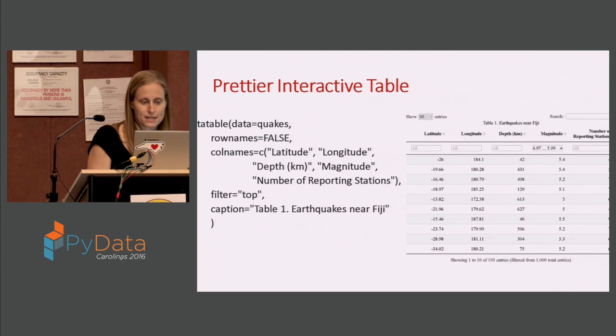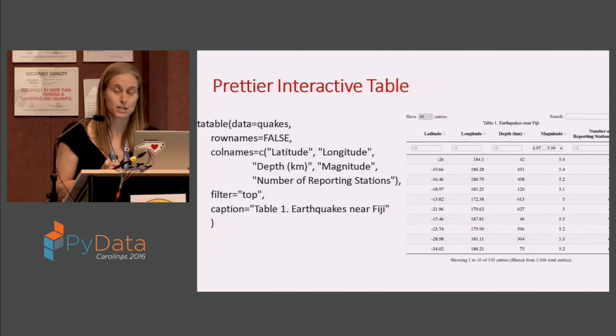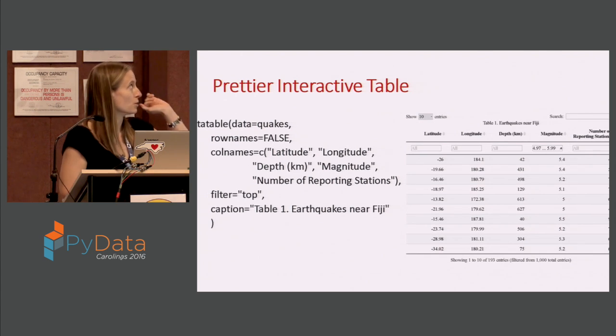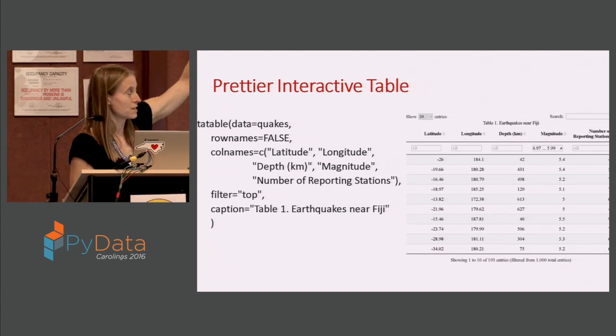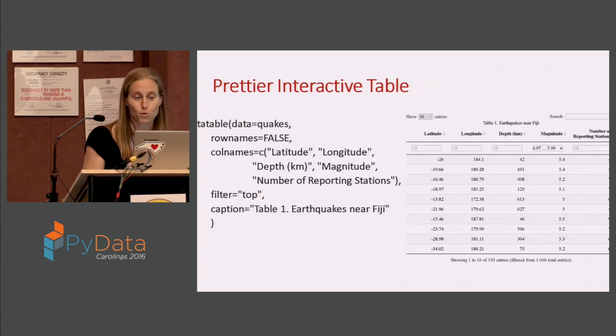If we want a better filtering option than just this search command, we can say filter equals top or filter equals bottom, and it'll add a row underneath each of the columns, so you can be specific. Before, if I had typed in 6.0 and a depth or number of stations was also 6, it would have been sorting for everything that equaled 6. This way I can be more specific. And I gave it a caption, Table 1 Earthquakes near Fiji.